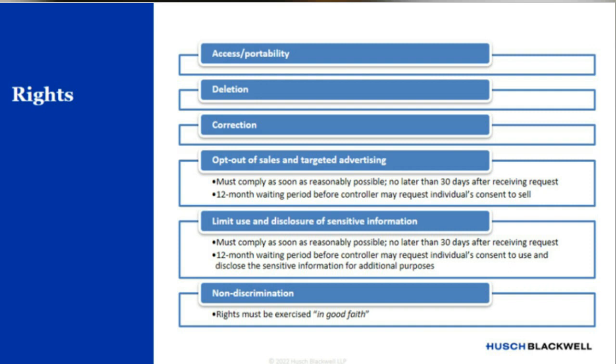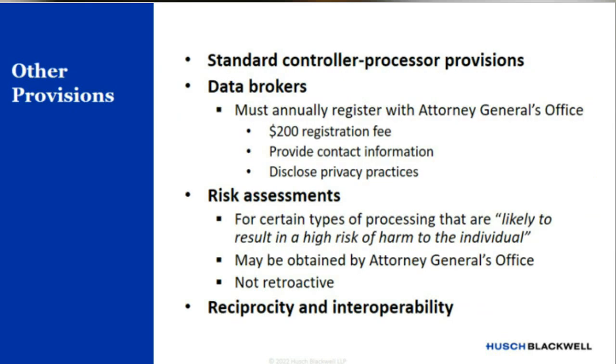So essentially, Massachusetts consumers, to an extent, can now, or in the near future, potentially restrict how controllers use their sensitive information. And you also can't discriminate. So, standard controller-processor relationship provisions. Treatment of data brokers is pretty similar to California. Risk assessments are required for high-risk processing activities, like processing sensitive information, selling personal information, and making evaluations based on automated processing.